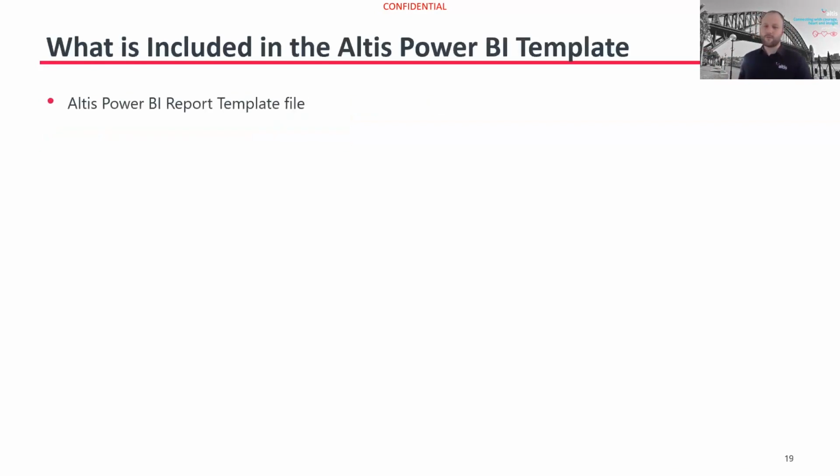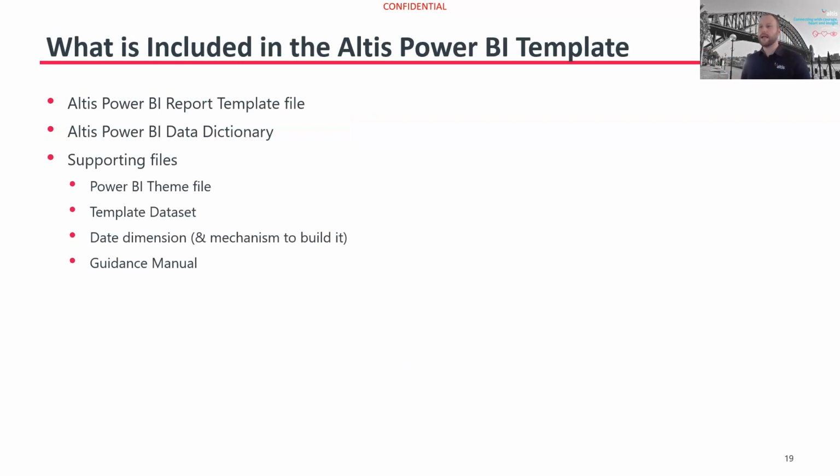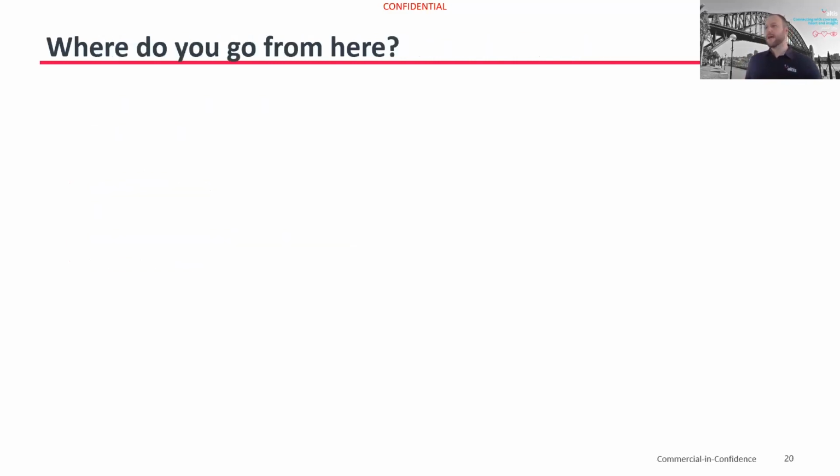So just a quick recap of what's included. Like we mentioned, you've got the template file that comes with the Power BI template. The data dictionary is delivered as well. It's just a report that we can roll out. There are the supporting files: the theme file, which again we've heavily customized and can add to for your organization, the template dataset, with that date dimension in there, and the guidance manual as well. So that's what's included if you were to roll out the Power BI template.